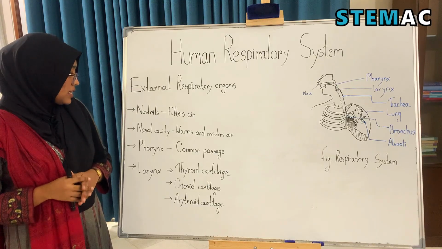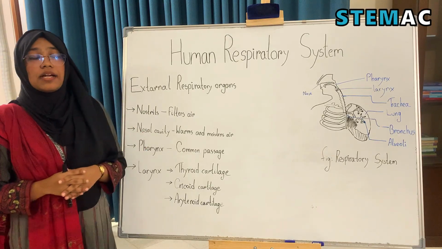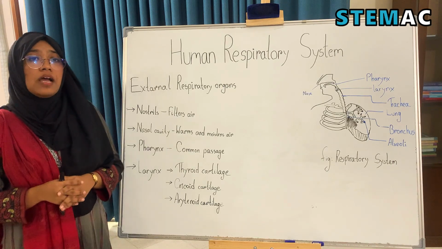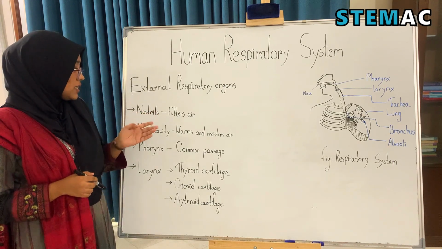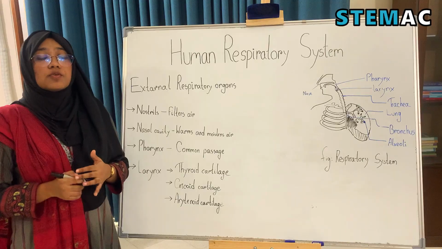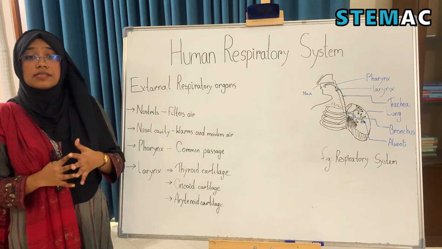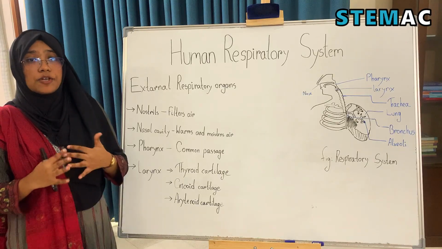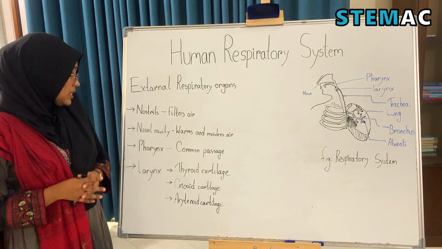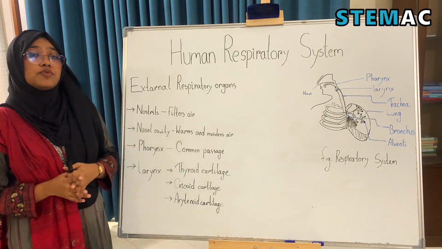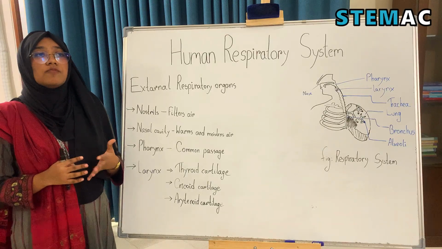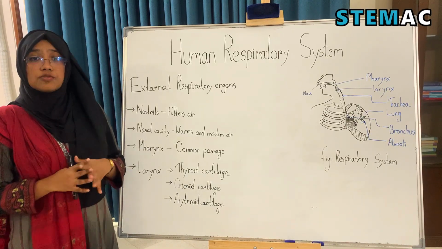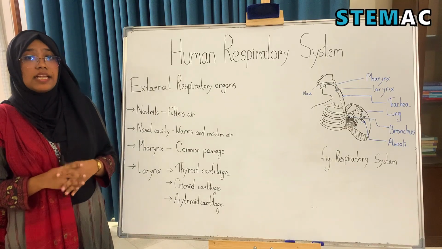And then after that there is the nasal cavity, which is divided into two sections by the nasal septum, and in both nostrils and nasal cavity, the hair and mucus and cilia filter out the dust particles and then moisten and warm the air for your body. And after that there is the pharynx, which is the common passageway for both your food and air. It is divided into three types, like the nasopharynx, oropharynx and the laryngopharynx.